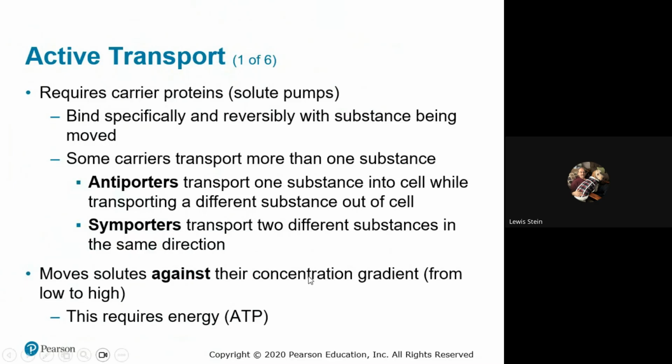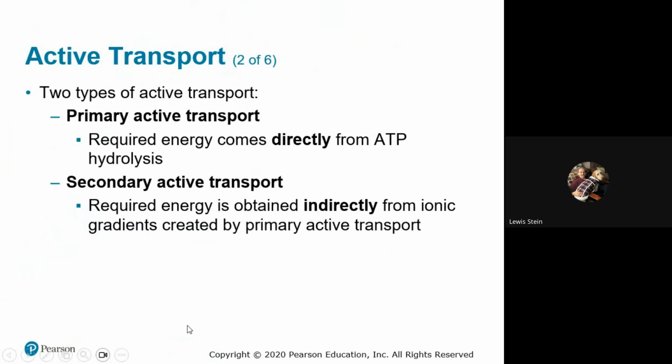And so against the concentration gradient is important to realize, and it requires energy. We're going to see primary active transport is taking that ATP and typically opening up the passageway to bring something in. That is something that we see in the sodium-potassium pumps. That's really the best example of primary active transport. That's what it does.